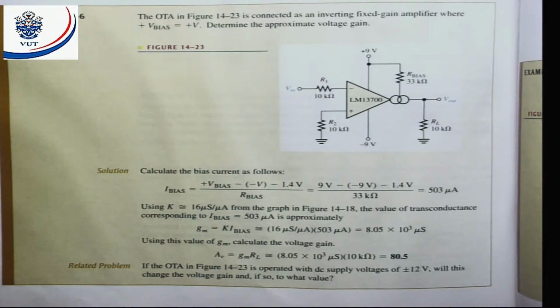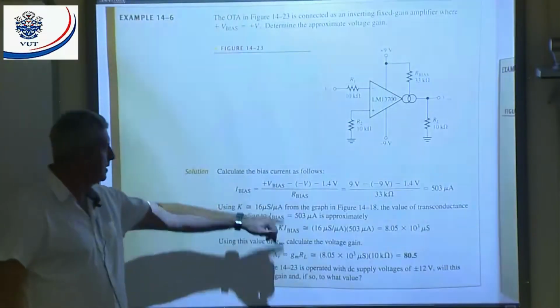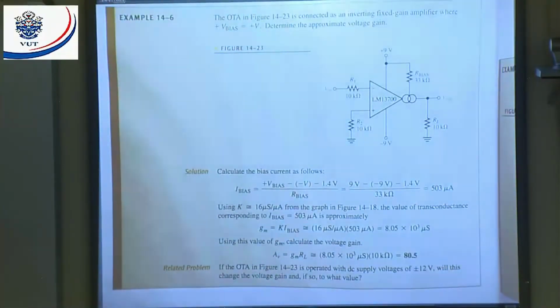And first of all, we calculate I bias. It's plus V bias minus V minus 1.4. It's 9 minus 9. That will give me a positive voltage, minus 1.4. When I work that out, I will get a bias current that's 503 microamps. All right. Now, they say using the same constant value, we will normally use this constant value, 16 microsiemens per microamp from the graph. And when we work out our GM, it is K times I bias, so we already got the bias current as 503, and that will give me 8,05 times 10 to the power 3 microsiemens.